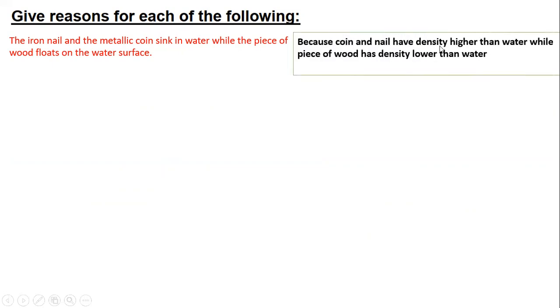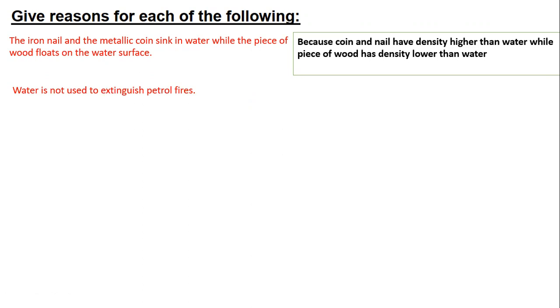Because the density of iron, the iron nail or coin, is higher than the density of water, while the density of wood is lower than the density of water. Remember, when the density is higher than water, it means it will sink. When the density is lower than water, it means it will float. Next question. Water is not used to extinguish petrol fires.